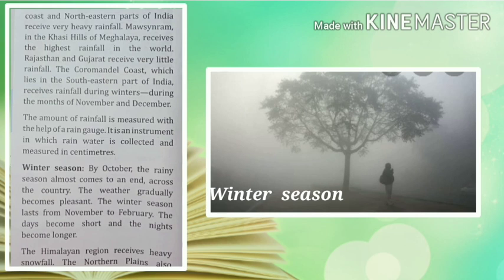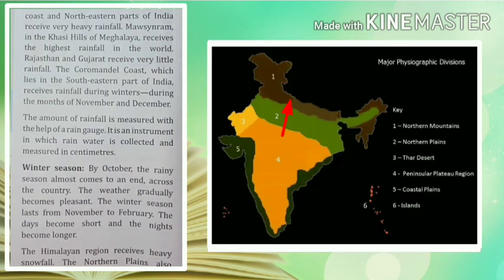So by October, the rainy season almost comes to an end across the country. The weather gradually becomes pleasant. The winter season lasts from November to February and at that time the days become short and the nights become longer. The Himalayan region receives heavy snowfall.